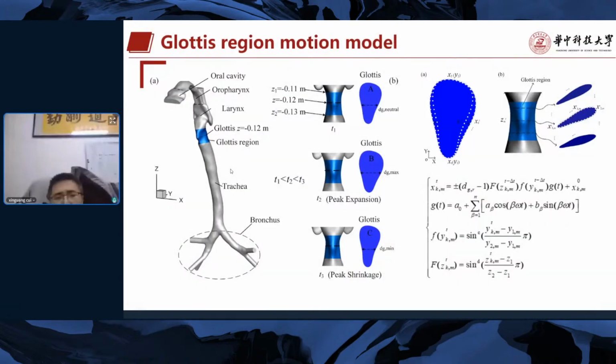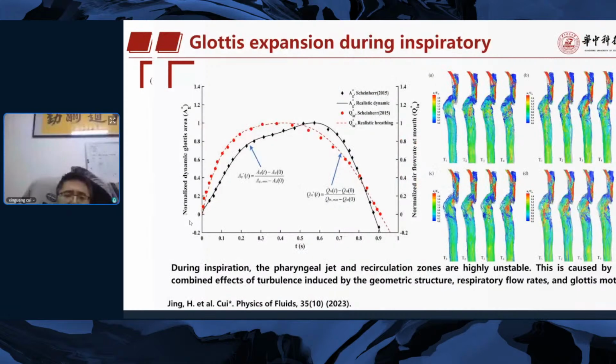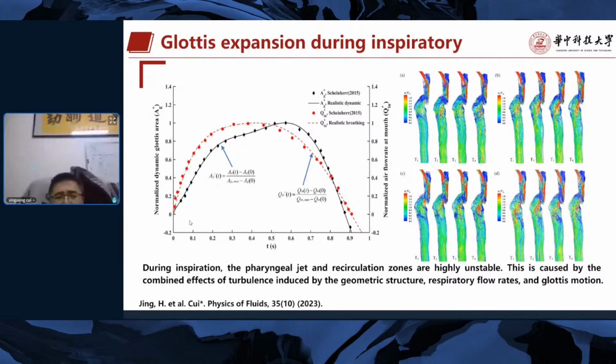And for us, one of our recent research works is about glottis dynamics. We have modeled the glottis motion in a realistic geometry model based on CT scans. This is our model. We also consider a realistic, monolithic inspiration flow rate.